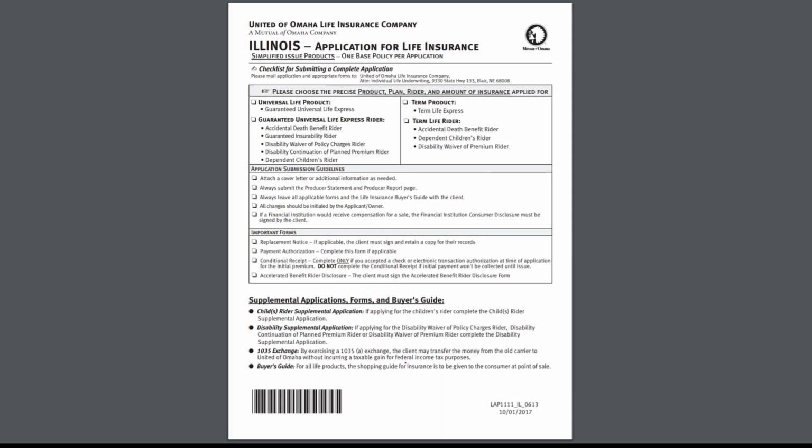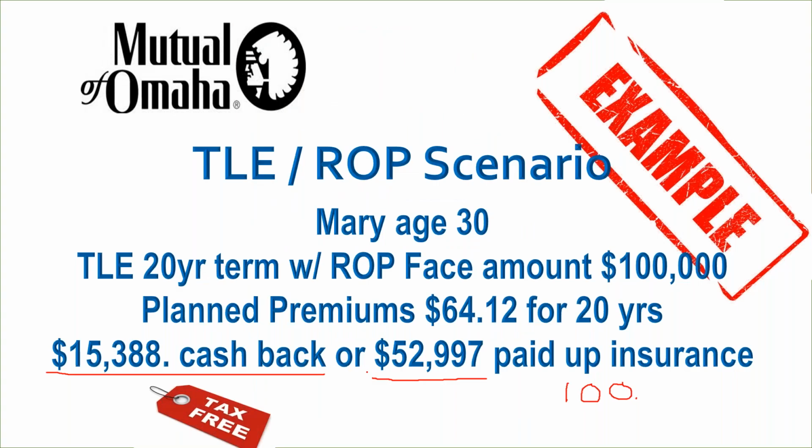58 or what was it? No, I think it was 64. Oh, go back to that last slide. Okay, 64. So they pay $4 more on the Term Life Express, but she only pays to 50.